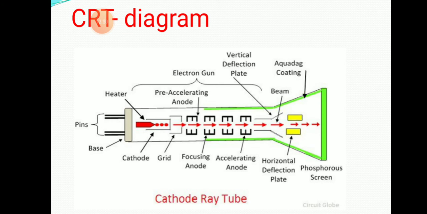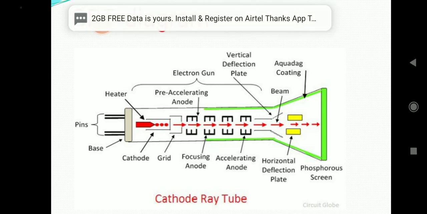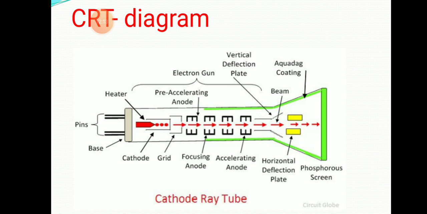And also, in the next class or the next video, we will discuss the various front panel controls of this CRO: general purpose controls, controls in the vertical section, controls in the horizontal section, and controls in the trigger section. And also we will discuss, in the next video, the vertical deflection subsystem and the horizontal deflection subsystem.